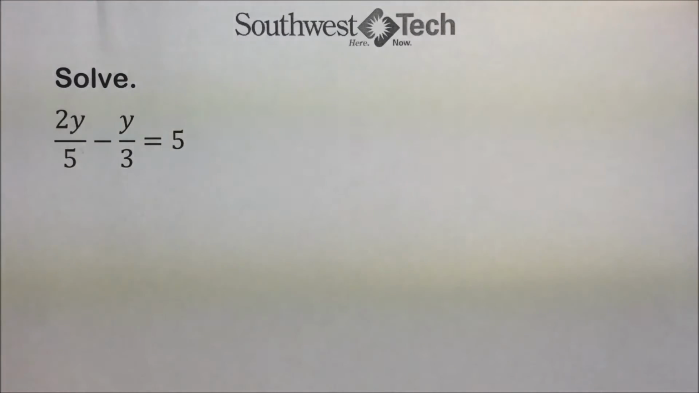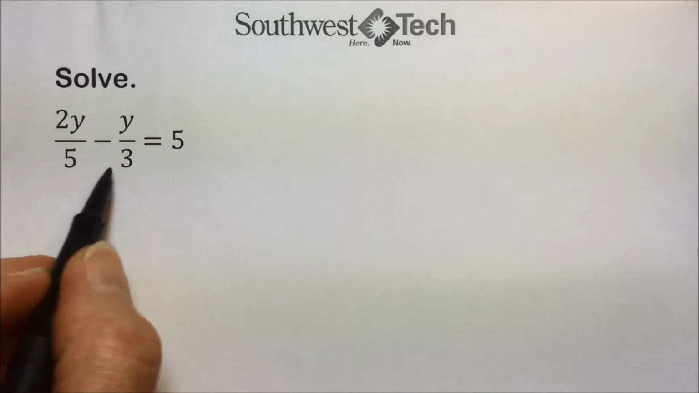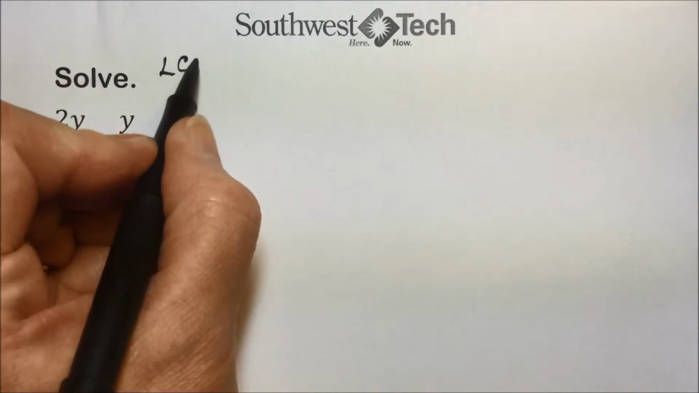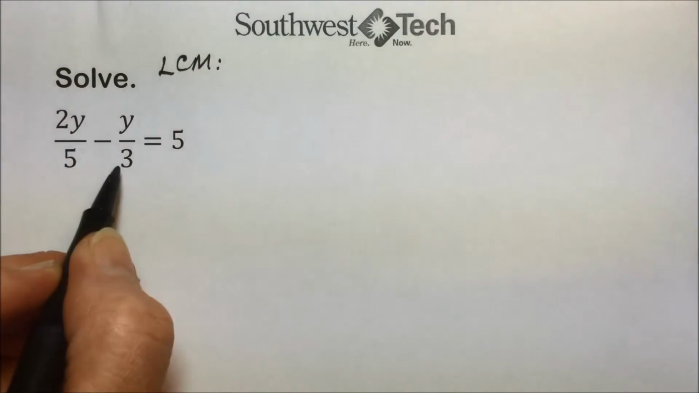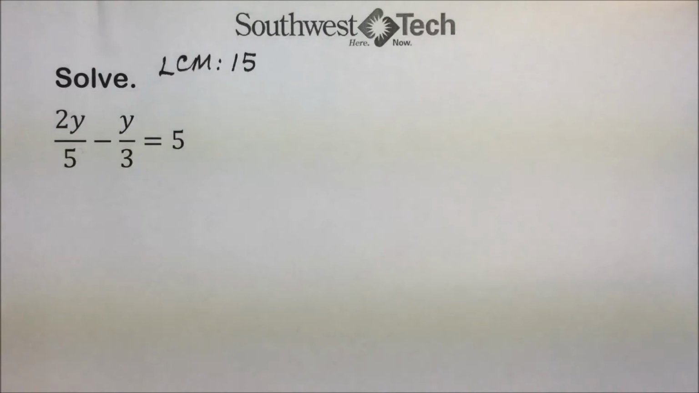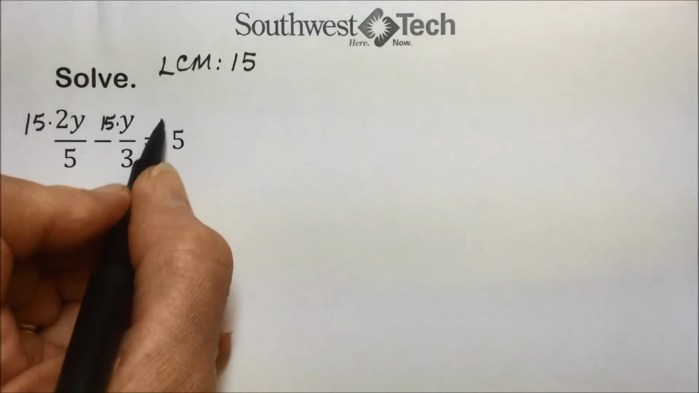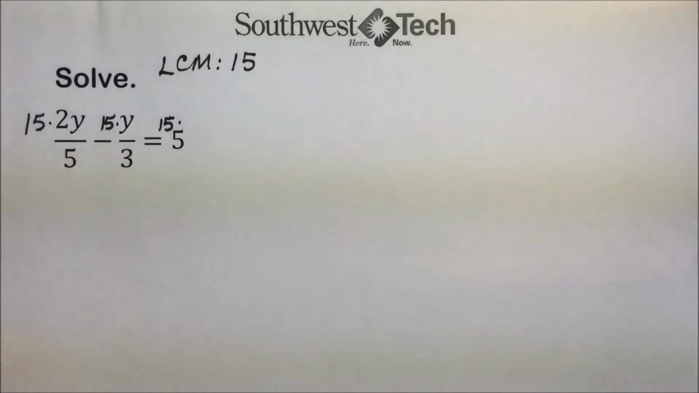There's fractions here. So to eliminate the fractions in this equation, we will multiply by the least common multiple of the denominators. Between 5 and 3, our least common multiple, the smallest number that both of those would go into, is the product of 5 and 3, in other words 15. So every term will get multiplied by 15 to maintain equality.